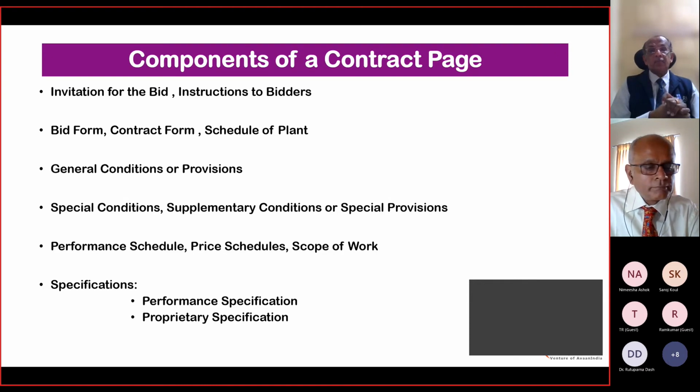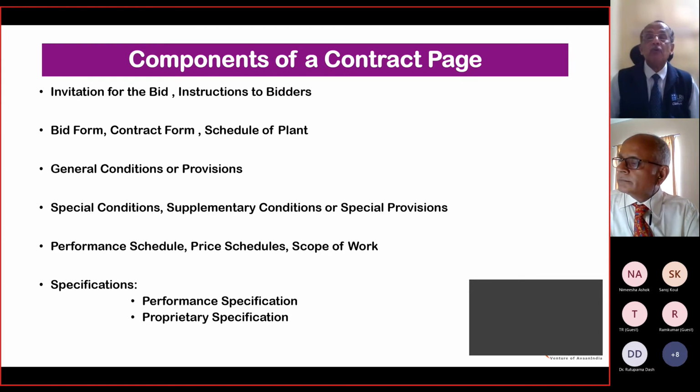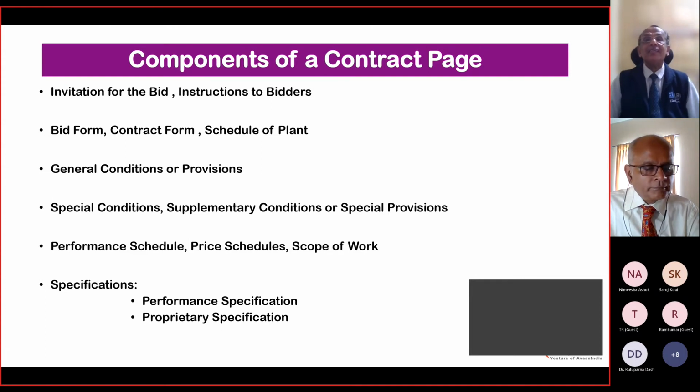Now, when it comes to proprietary specification, this is something one has to be extremely careful about, as to how you put it. Because if you do not put the proprietary specification properly, you can be taken for a jolly good ride, and you will have no way to get it back, even if you go for legal measures. You may not succeed because you have failed to put in the proprietary specification.